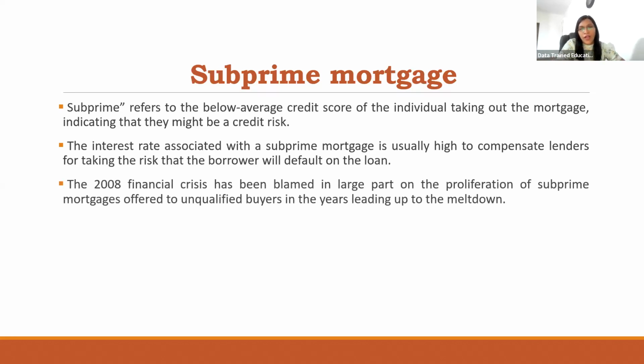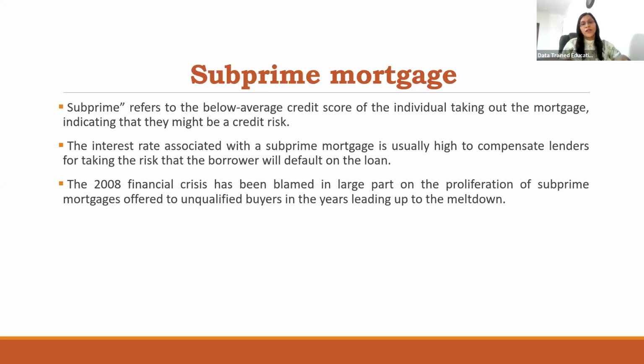The 2008 financial crisis has been blamed in large part on the proliferation of subprime mortgages, which were offered to unqualified buyers in the years leading up to it. As a layman, everyone can easily understand what is prime and what is subprime. Whoever can easily pay the loan should be offered a loan. Why give a loan to someone when there is a question mark on repayment capacity? Even a layman can understand. The bank, knowing this person might default, still offers them a loan. Why? They are simply welcoming the crisis on their own.